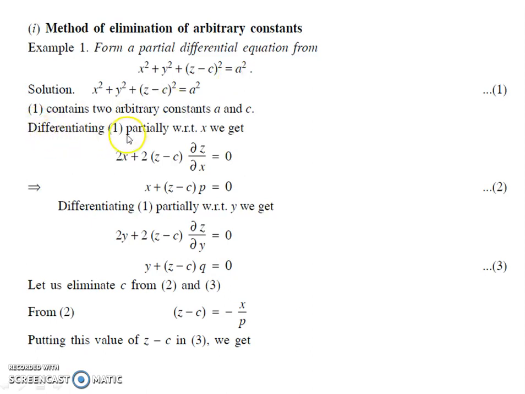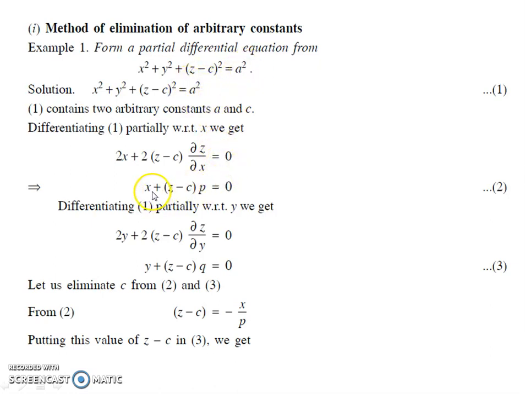For example, you differentiate equation 1 partially with respect to x, and what do you get? You differentiate x², you get 2x. Differentiating y², because you are differentiating partially with respect to x, the partial derivative of y² comes out to be 0. And here z is a dependent variable, so the partial derivative of this part with respect to x comes out to be 2(z − c)∂z/∂x equal to 0, and 0 corresponds to a², since the partial derivative of a² is 0.